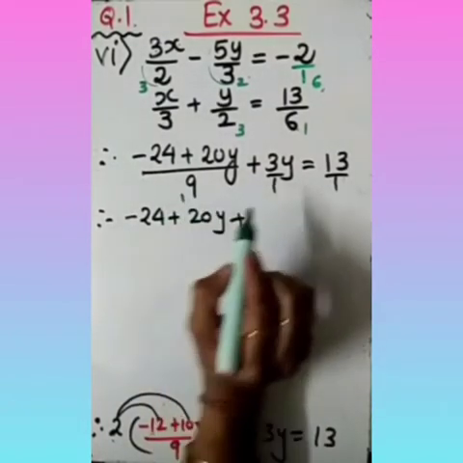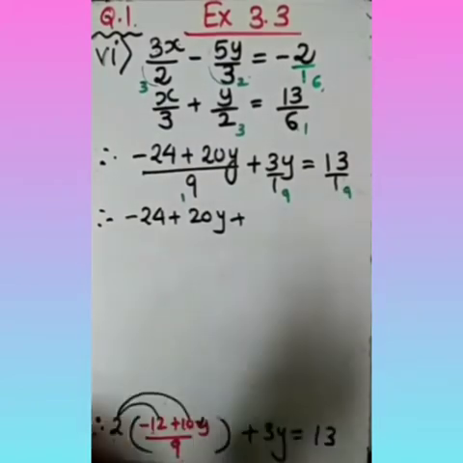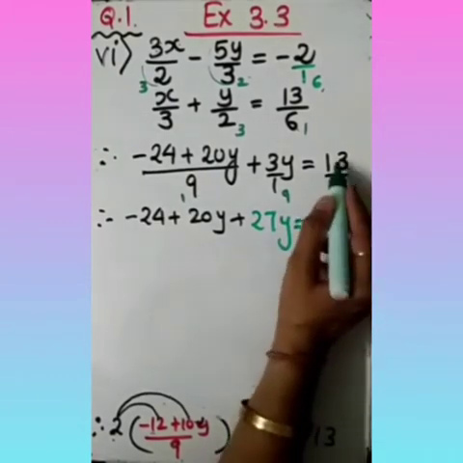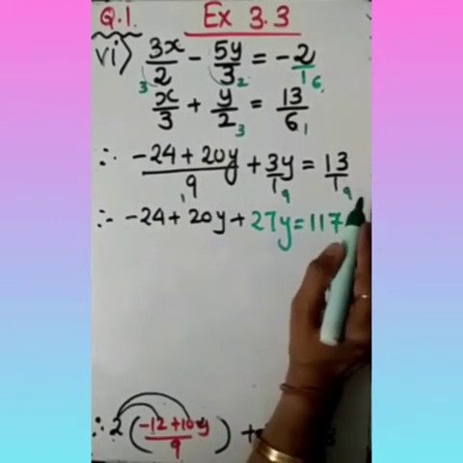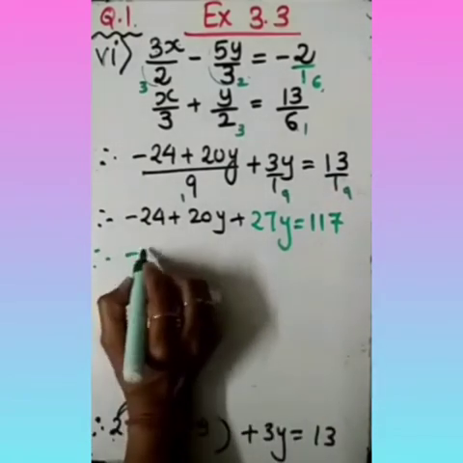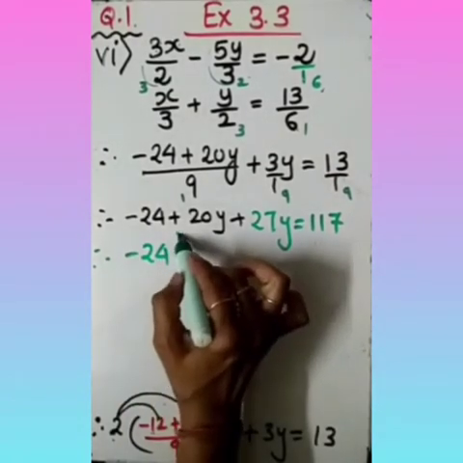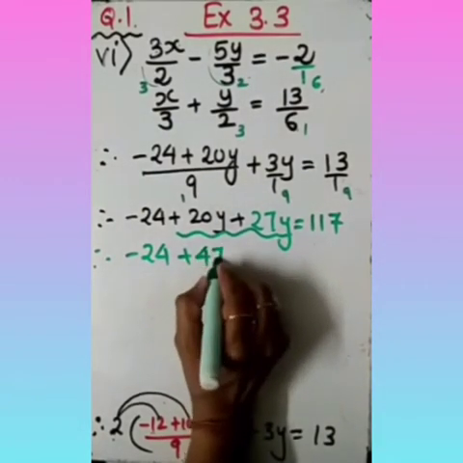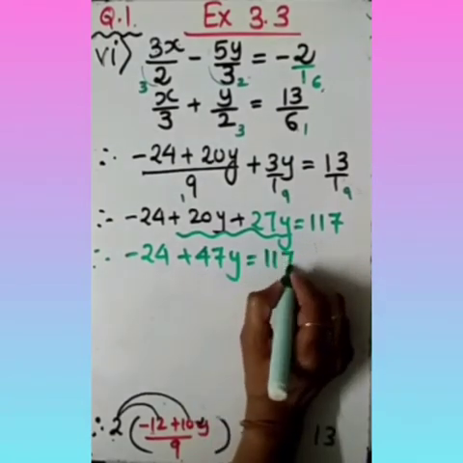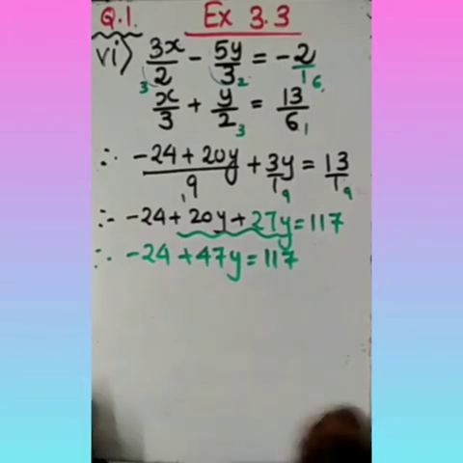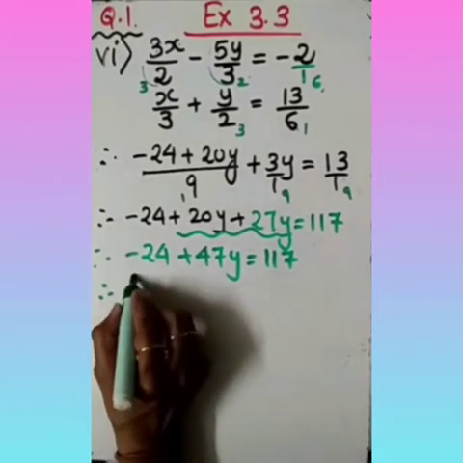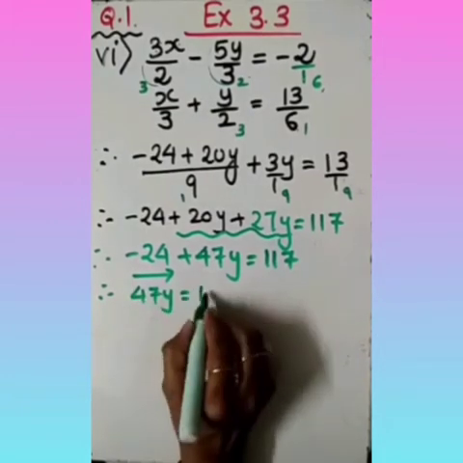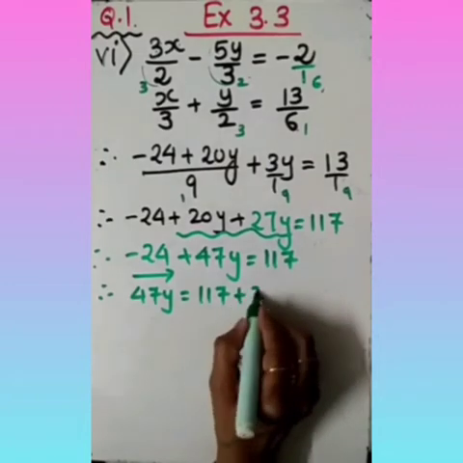So here, 1 9s are 9, 1 9s are 9, 1 9s are 9. So 9 3s are 27y, 9 13s are 117. Therefore, minus 24 is already there. Now let's simplify this. 20 plus 27y gives the result 47y, which is equal to 117. Let me clean this. So finally, let me bring this minus 24 to the right side. So 47y equal to 117 plus 24.